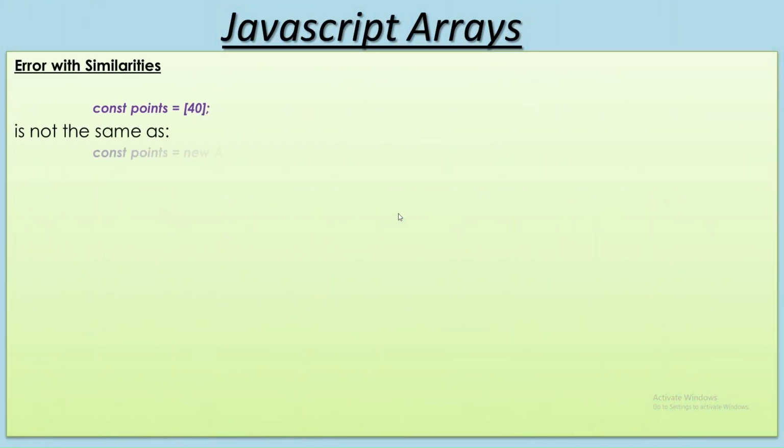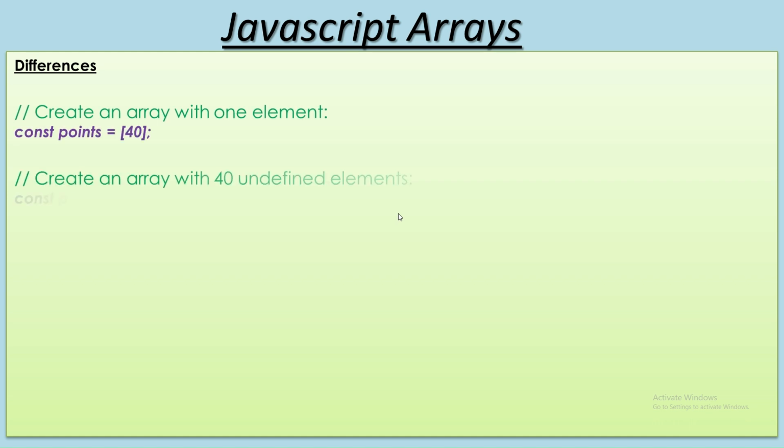Now, error with similarities. const points = [40] is not the same as const points = new Array(40). The difference: the first one creates an array with 1 element, const points = [40]. The next one creates an array with 40 undefined elements, const points = new Array(40).